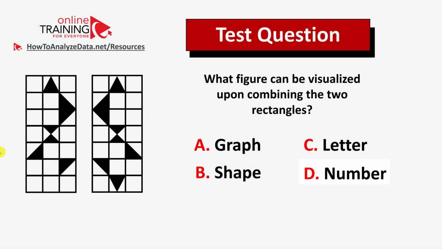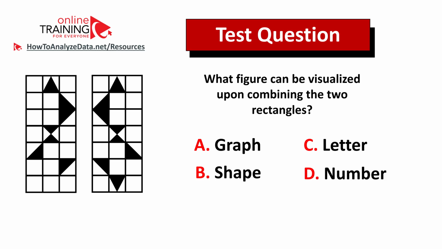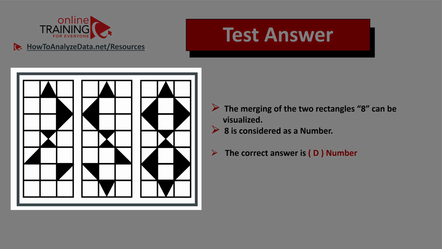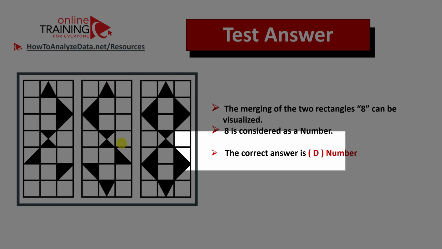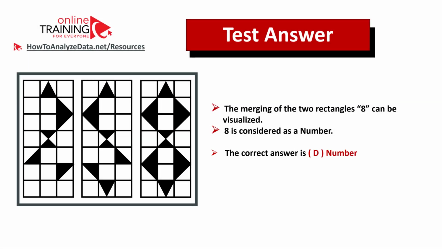Do you see the answer? See if you can pause this video for 10 to 15 seconds to give yourself some time to figure out the answer. Did you figure out the solution? Let's continue to see how we can get to the correct answer together. Let me explain to you how you can come up with the solution on your own. Upon merging of 2 rectangles, you can see that 8 can be visualized, and 8 is the number. So the correct answer is choice D, number. Hopefully you've nailed this question and now know how to answer similar problems on the test.